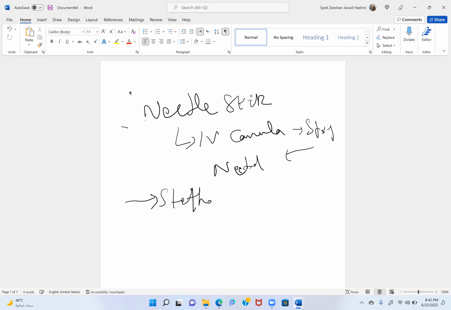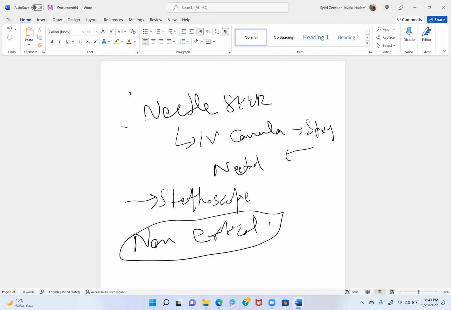The stethoscope is definitely one of the vehicles for transport of organisms. I hope you got your answer. Actually, the stethoscope is like a pulse oximeter or BP cuff or surface temperature manometer. It is a non-critical item. Every cubicle has its own stethoscope.